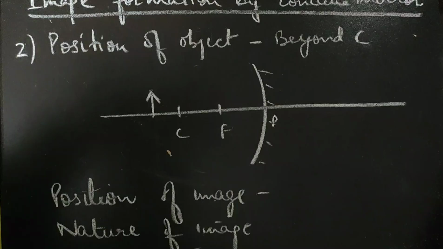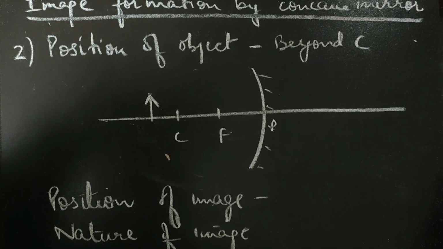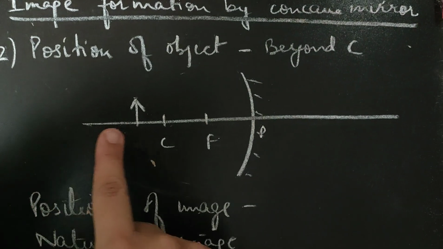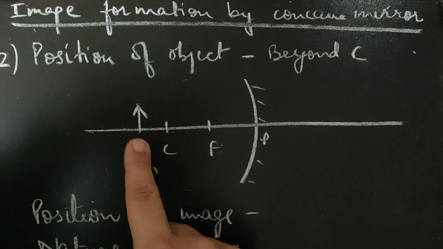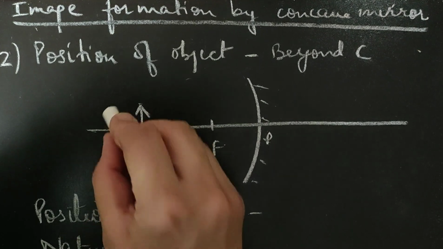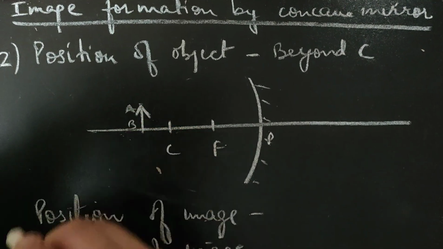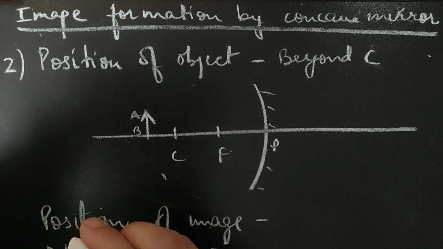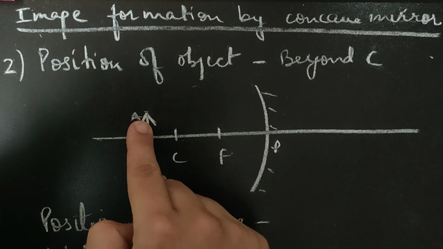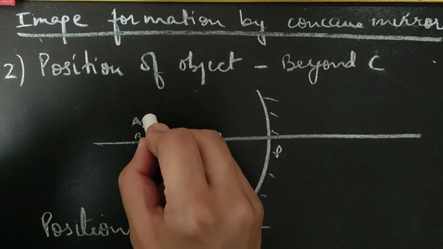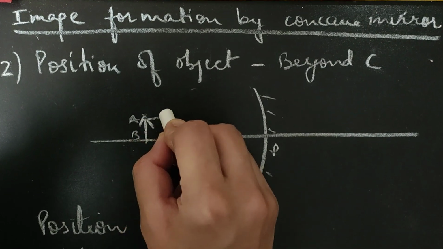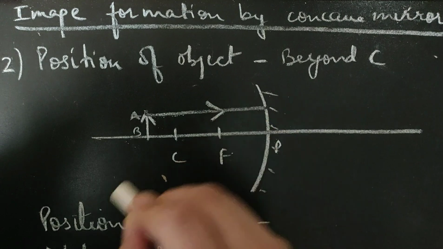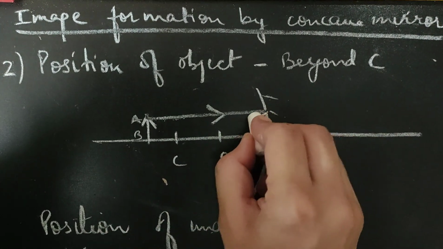So now the second position of the object is beyond C. From infinity, the object has moved closer towards the mirror. It is now placed beyond C. I label the object AB and I will be using any two of those rules which we had discussed in the beginning of the lesson. Starting from point A, 2 rays हमें लेनी है out of those 4 rules. एक सपोज हम लेते हैं जो पैरेलल आ रही है प्रिंसिपल एक्सिस के. After reflection it will pass through the focus.